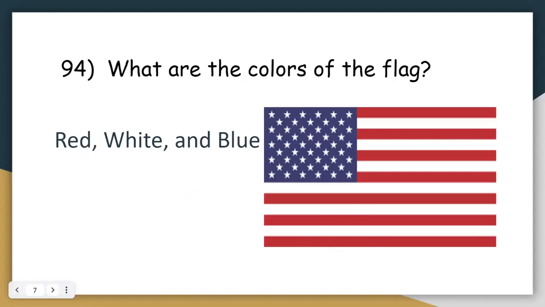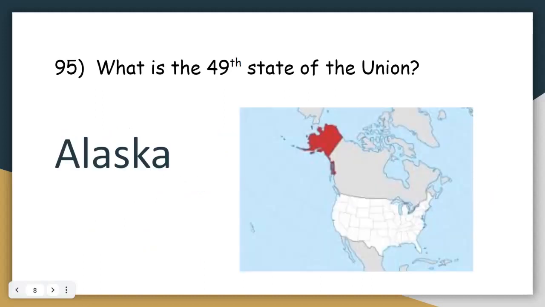What are the colors of the U.S. flag? Red, white, and blue. Hopefully you already knew that one. Number 95, what is the 49th state of the Union? And that's Alaska. Many students will confuse 49 and 50 between Alaska and Hawaii. Just remember they go in alphabetical order in those cases.